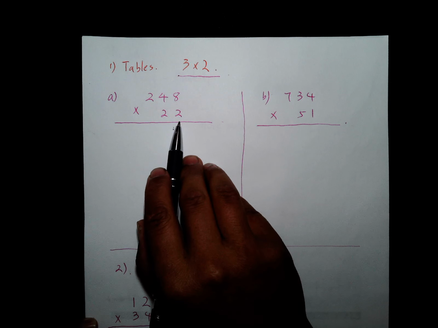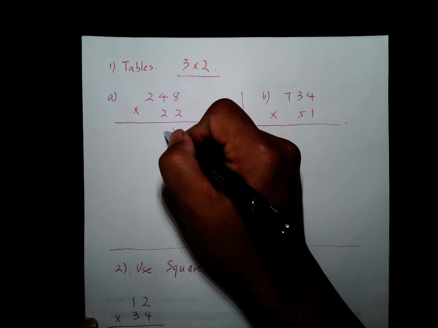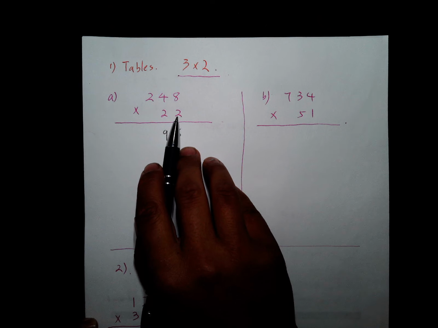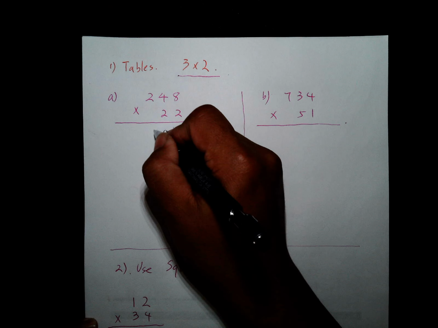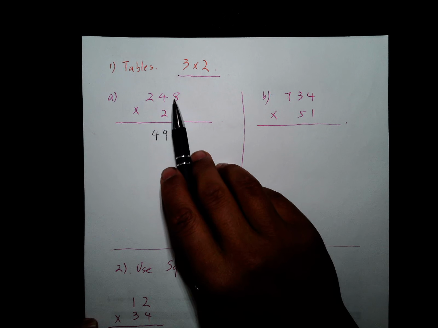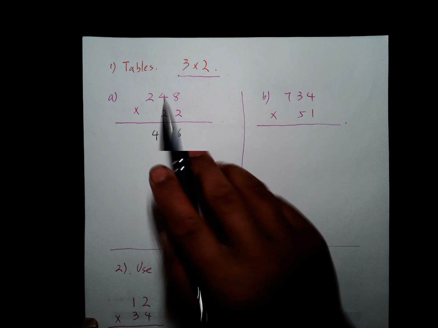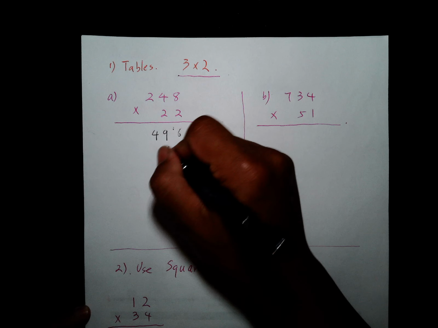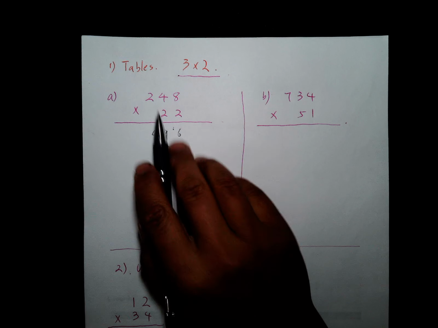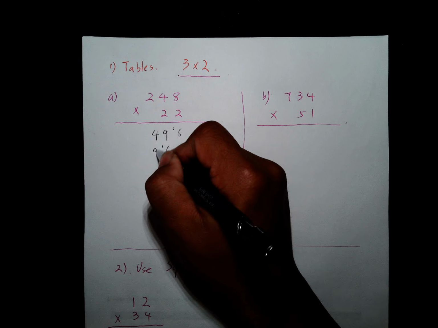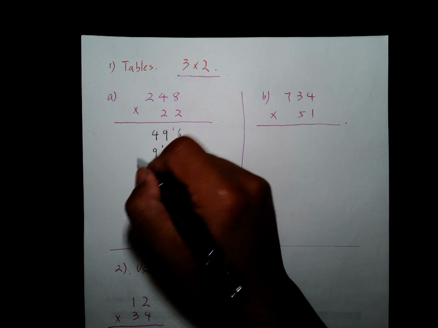2 times 4 is 8, plus 1 is 9, and 2 times 2 is 4. That is the first line. The second line: 2 times 8 is 16, put a 1 here. 2 times 4 is 8, plus 1 is 9, and 2 times 2 is 4.